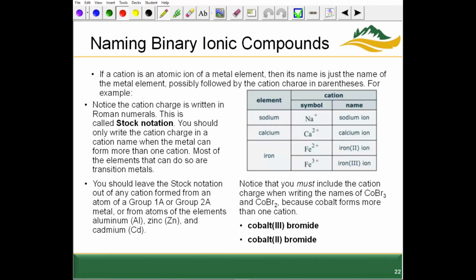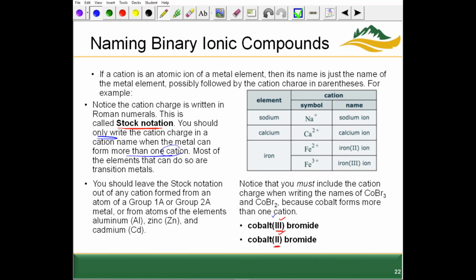So we learned to use these parentheses here for those metals that can form more than one type of cation. What this is called, this is the stock notation. With the stock notation, importantly, you should only write in the cation charge in parentheses when the metal can form more than one kind of cation. If it can't form more than one type of cation, we don't need those parentheses.